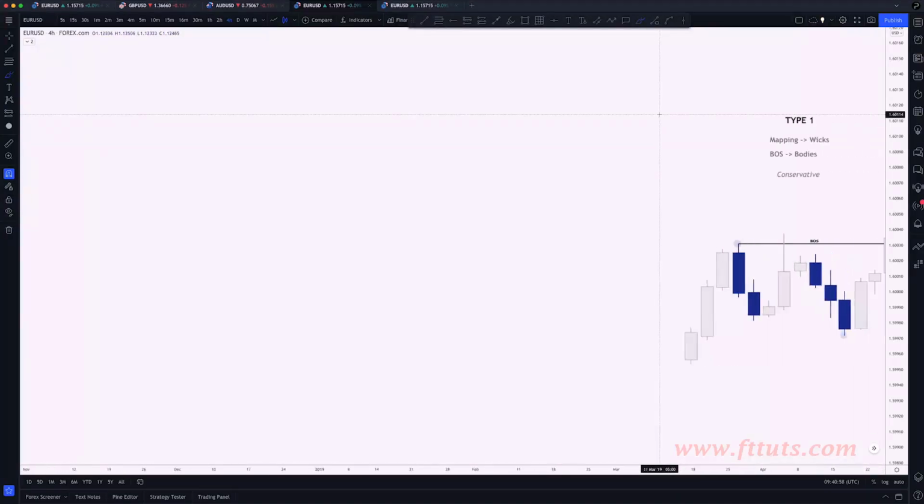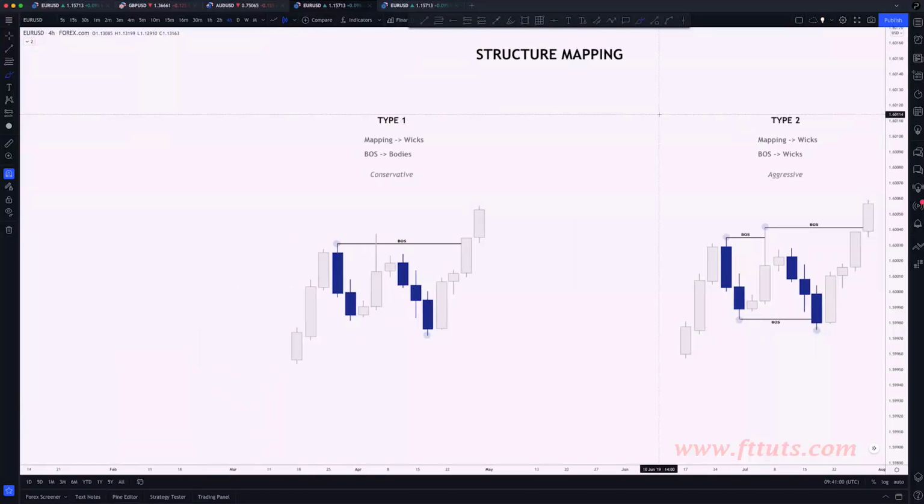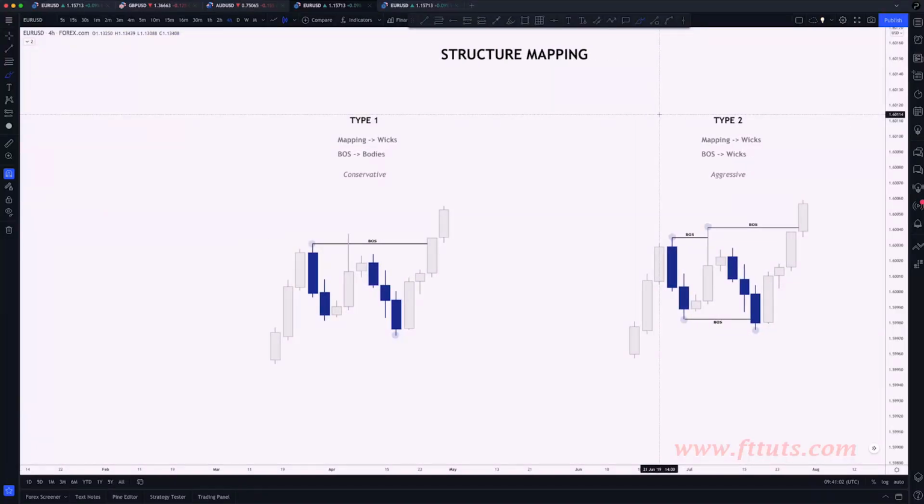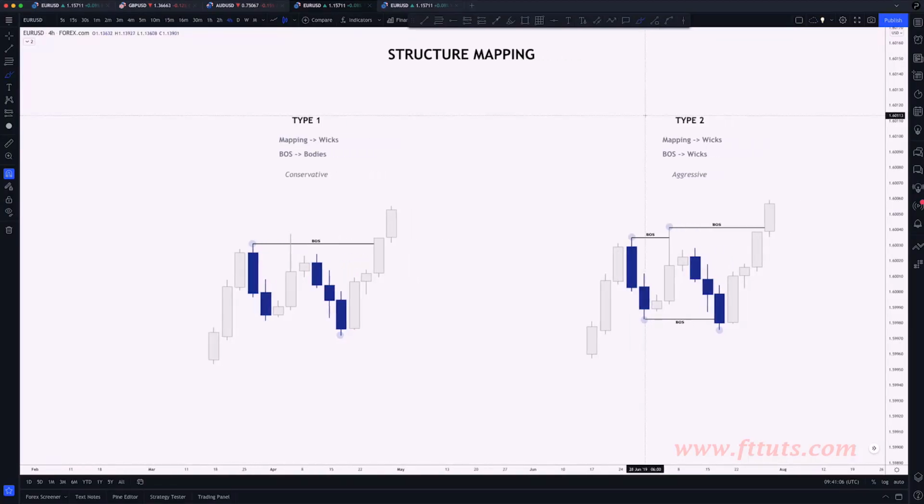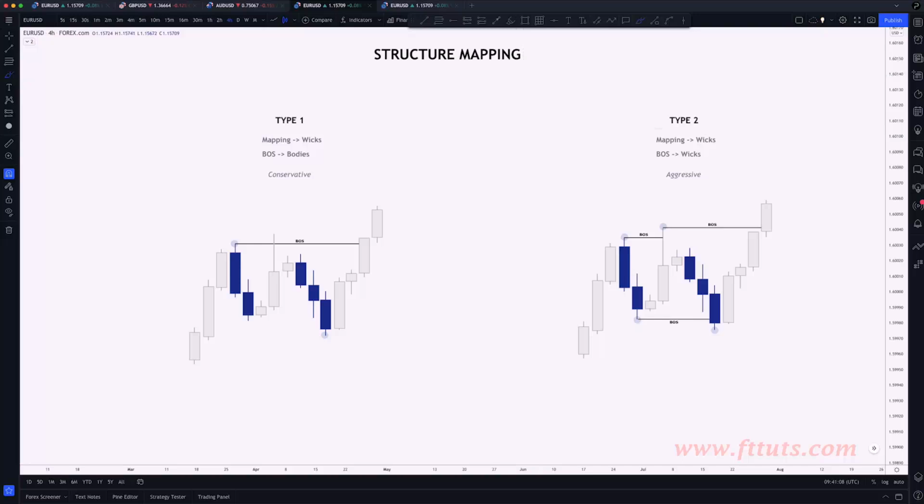Now, before we apply all of this onto the charts, one other thing we need to look at is how do we map this on candlestick charts, right? Because we're not just going to be looking at line charts. So there are two main ways you can do this. Both ways, we're always going to draw structure from the wicks of candles, okay? So wherever you draw your swing high and your swing low, we're always going to draw it from the wicks of candles.